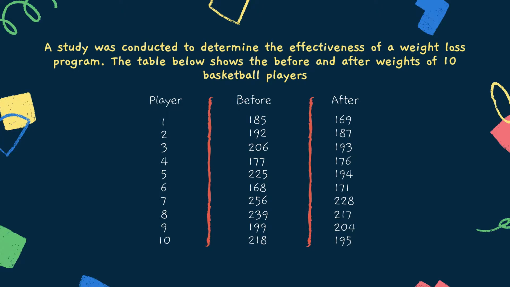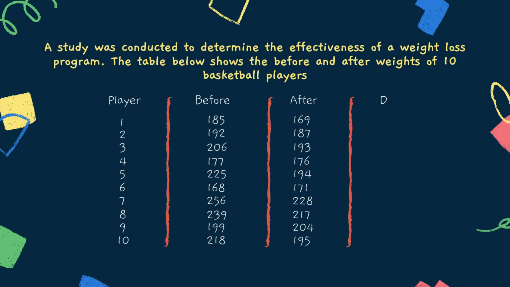A study was conducted to determine the effectiveness of a weight loss program. The table below shows the before and after weights of 10 basketball players. Since the raw scores are now given for the before and after weights of the basketball players, we can now proceed in getting the difference scores. In getting the difference scores, you just need to subtract the after scores from the before scores. So for the first sample, 185 minus 169 is equal to 16. Do this until you are done with all the samples.